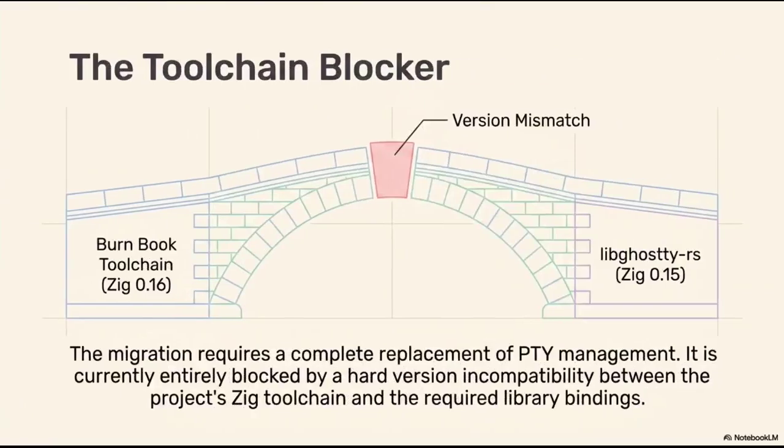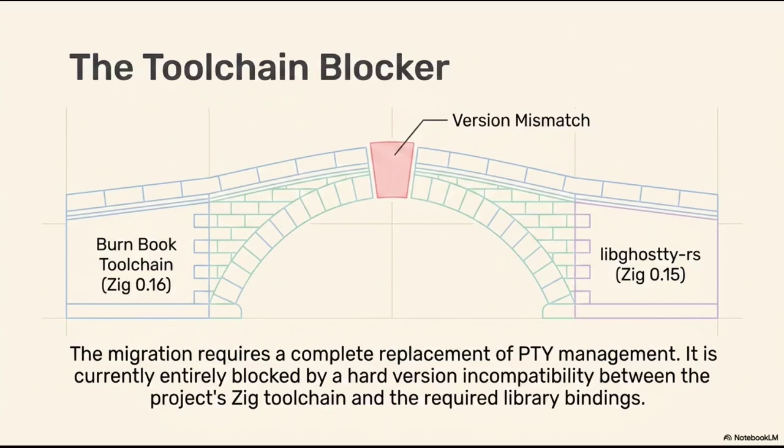This slide highlights the tool chain blocker, a significant hurdle in our current development. We are undertaking a migration that requires a complete replacement of our PTY management system. The core issue is a hard version incompatibility, preventing critical components from working together.